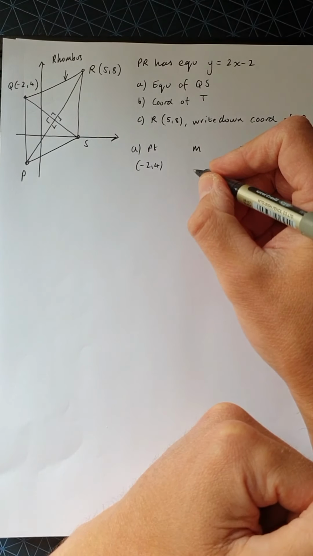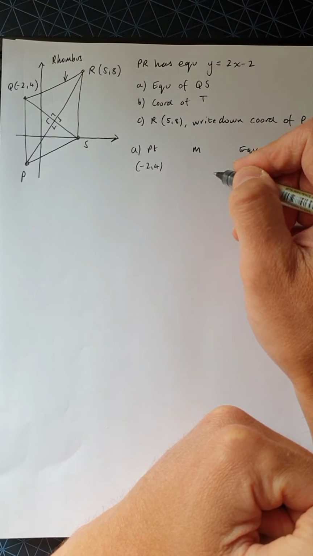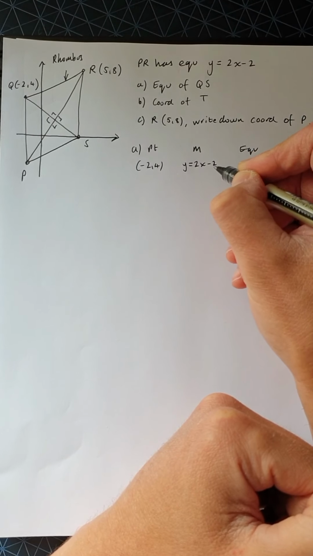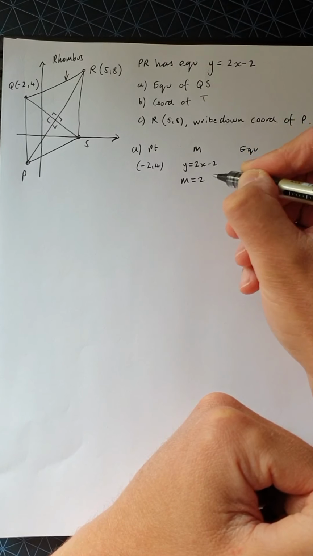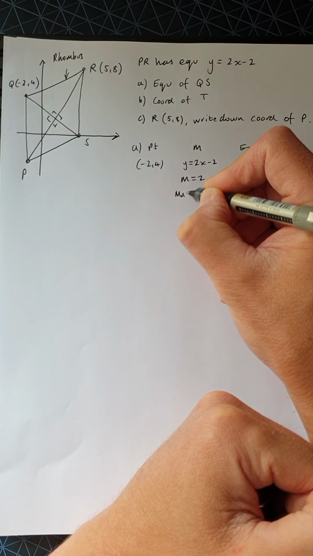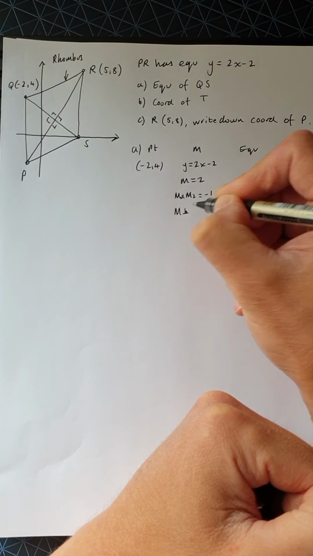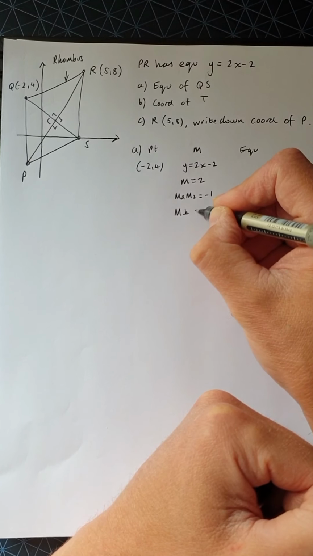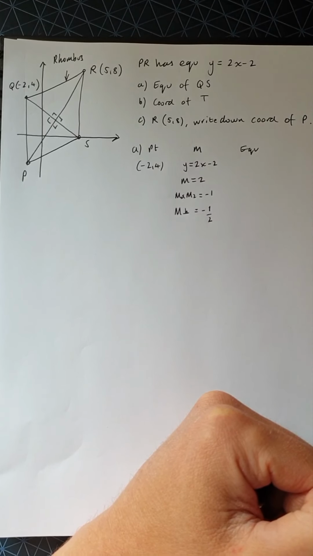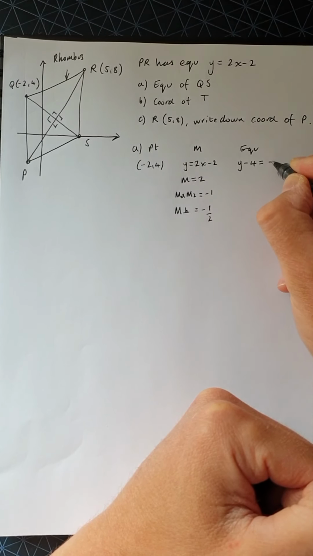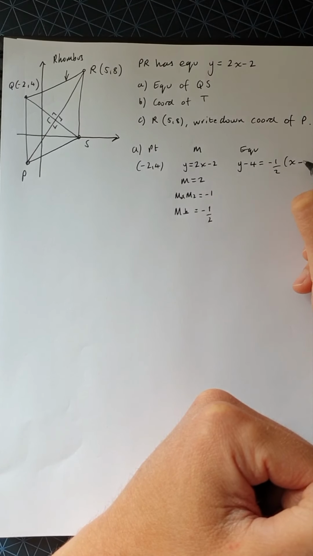Now we've got the equation for PR, we don't need to find the gradient using any of the methods: y2 minus y1 over x2 minus x1, m equals tan theta, or perpendicular gradients. We've got the equation, which is y equals 2x minus 2. That means the gradient of that line is 2. And again, m1 times m2 must equal -1. So we know that the gradient of the perpendicular bisector, again, just flipping this, inverting it and multiplying it by -1 gets me -1/2. Okay, so we've got the point, we've got the gradient, we just sub into y minus b, y minus 4 equals m times x minus a.